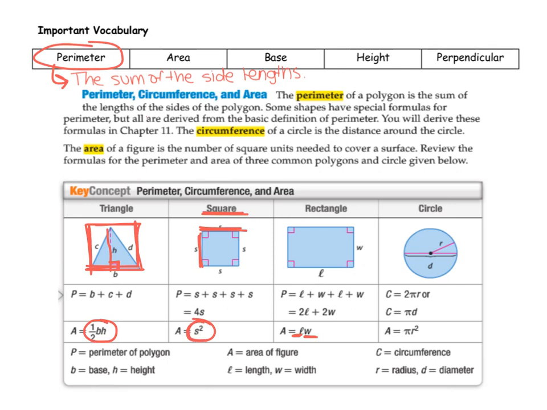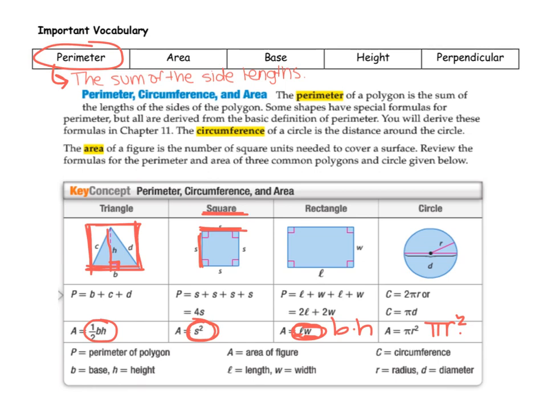For a square, base times height or side squared. For the rectangle, length times width, sometimes written as base times height. And then the area formula for a circle is pi r squared, which we did review in that last unit on circles.